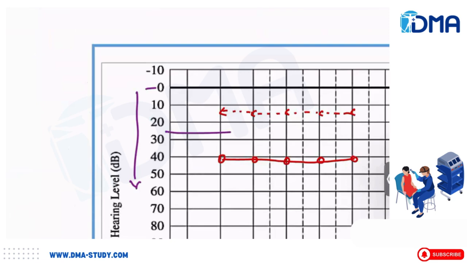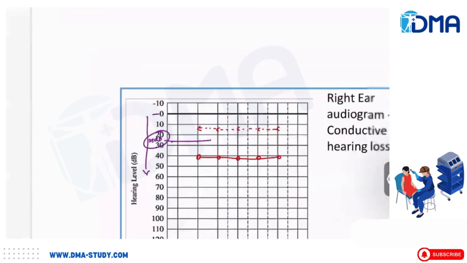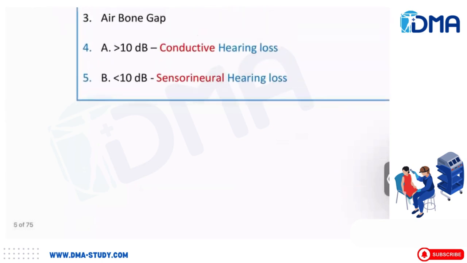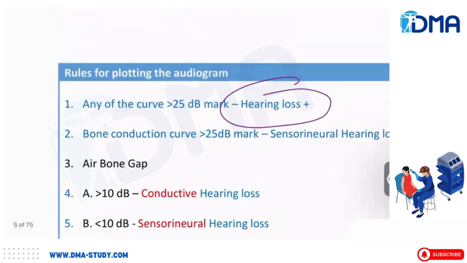So 25 decibel is normal hearing. If you are having both the curves, air conduction curve and bone conduction curve, less than the 25 decibel range, you can call the hearing normal. Which comes to the first thumb rule: if any curve is more than 25 decibel, there is a strong possibility of hearing loss. So we have confirmed it as hearing loss. Now we have to confirm whether it is conductive hearing loss or sensory neural hearing loss.